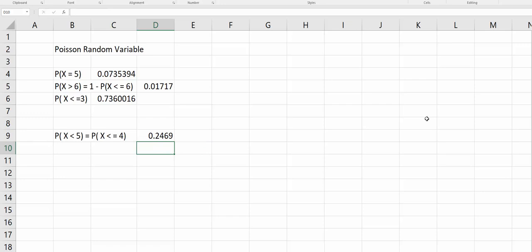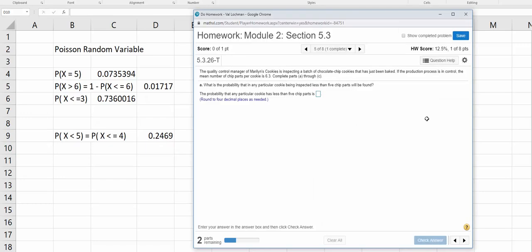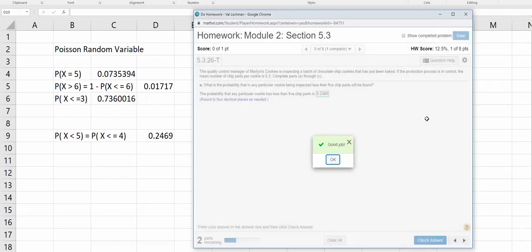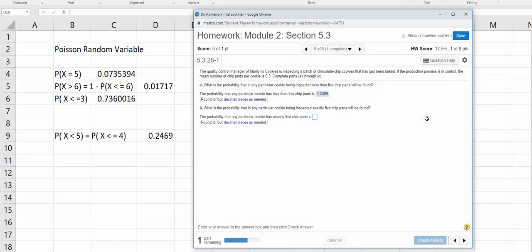We get 0.2469. Let's see if that's correct. Point 2469. So far so good. Let's see what the next problem is. What is the probability that in any particular cookie being inspected, exactly 5 chip parts will be found?